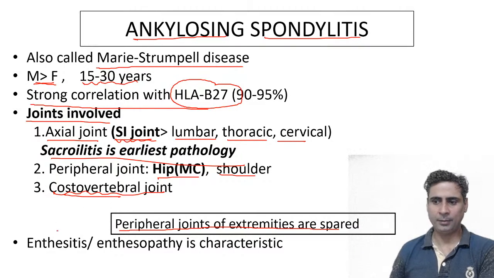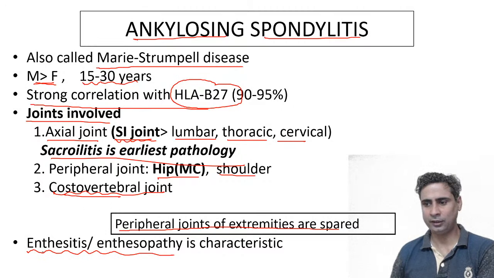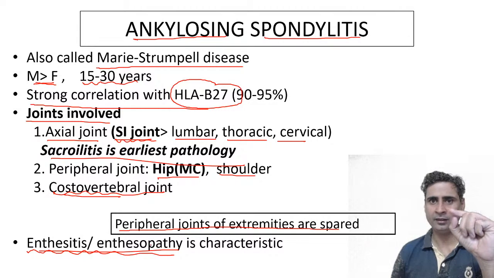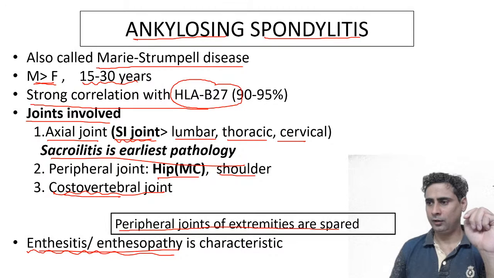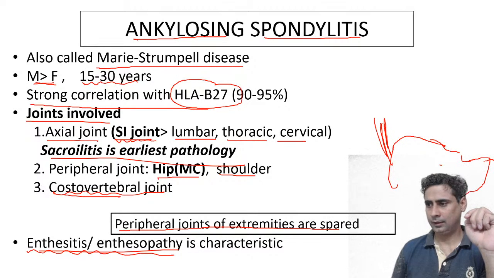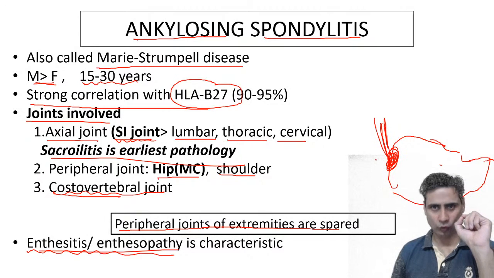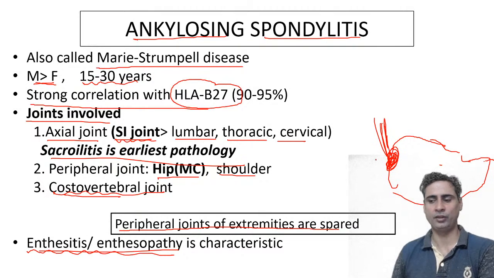One of the characteristic pathological findings is enthesitis or enthesopathy, that is inflammation in the bone at the site of attachment of ligaments or insertion of tendon. For example, if this is the calcaneum, there will be insertion of the tendoachilles. So at this particular site there will be inflammation. This is known as enthesopathy. At the site of attachment of ligament or tendon, there is inflammation.